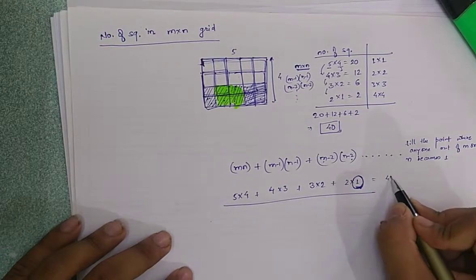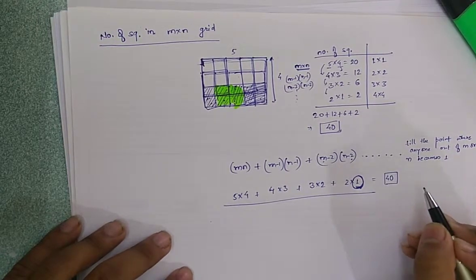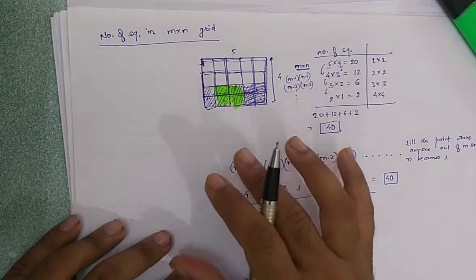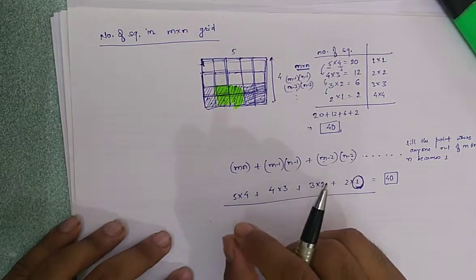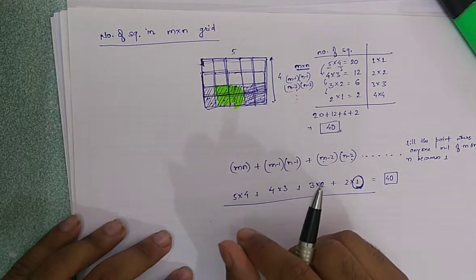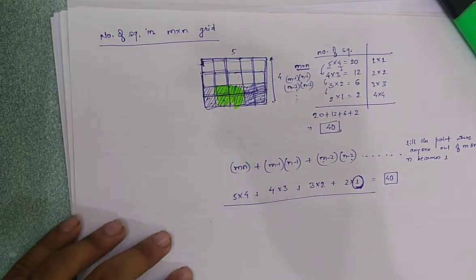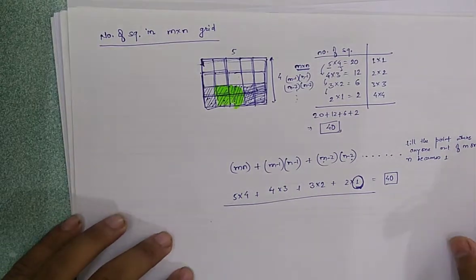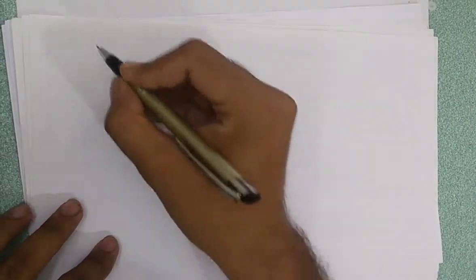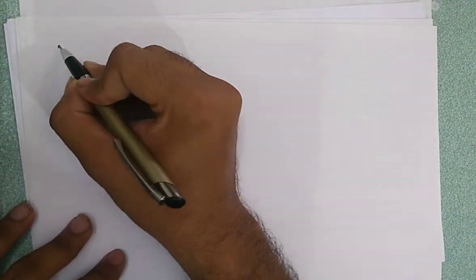Adding all these, again 40 are the total number of squares that can be formed in m into n kind of grid. These types of questions basically come in quantitative aptitude, or they can come in LR questions as well. So moving on, these are the number of squares that we are talking about. What if there is a question where we have to calculate the number of rectangles out of m into n?